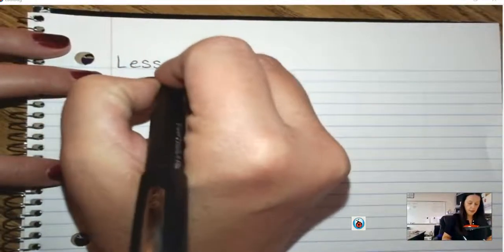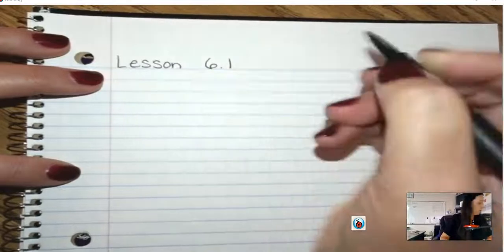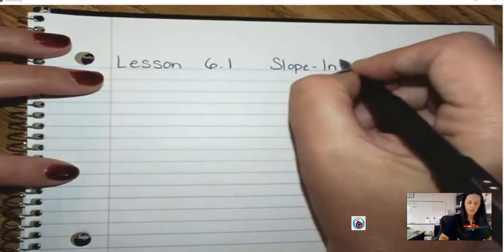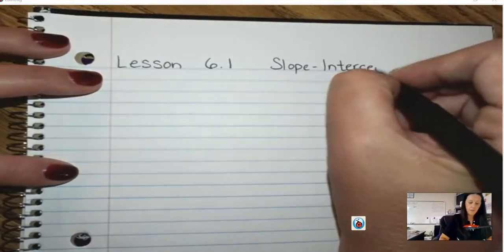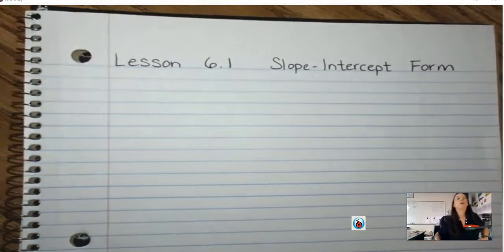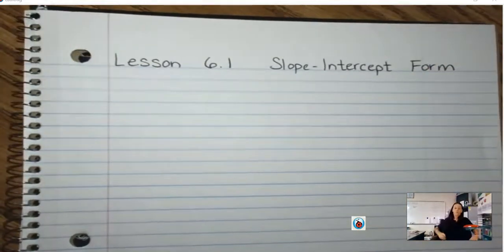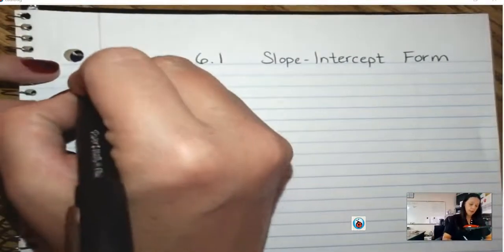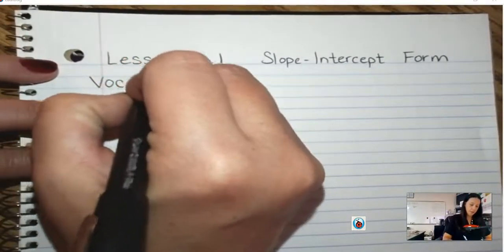Yesterday we did lesson 6.2. Today we go backwards and do lesson 6.1. And we're on the slope-intercept form. The only vocabulary word is slope-intercept form.